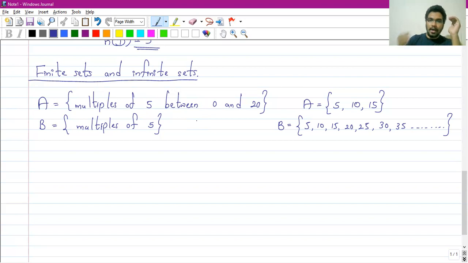So there is no specific number of elements in this one.